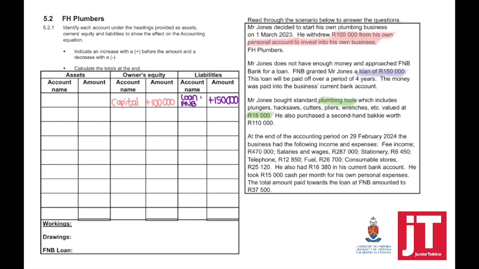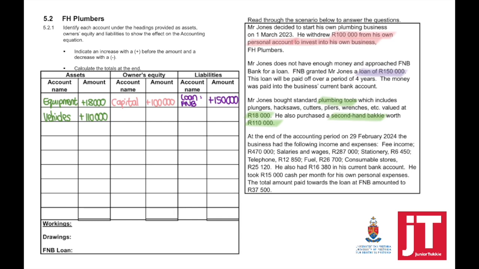Those tools, we're not going to list them each separately. This will all be regarded as equipment, and the total cost of that was 18,000. So our assets is going to increase with 18,000. Then he also purchased a second-hand bakkie. That bakkie is a vehicle which is regarded as an asset, so our assets would have increased with 110,000.